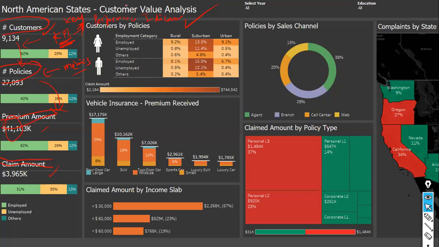Let's say this is Blue Shield, or let's say LIC, Life Insurance Corporation of India, and then you have a lot of other insurers, let's say Bajaj Insurance. Let's say you are part of Bajaj Insurance, and you are seeing everything, and with this number itself you are satisfied. 41 million premium amount, claim amount is just 4 million.